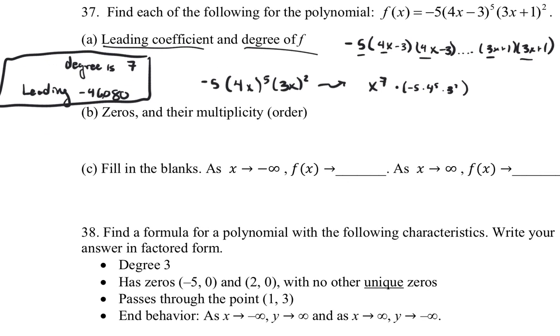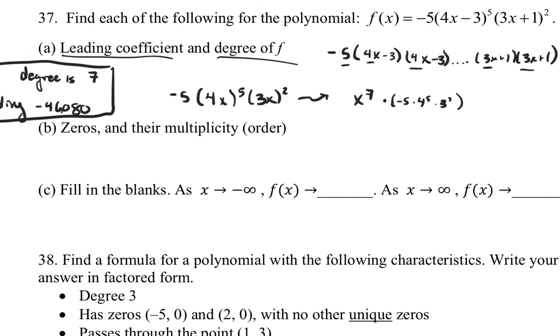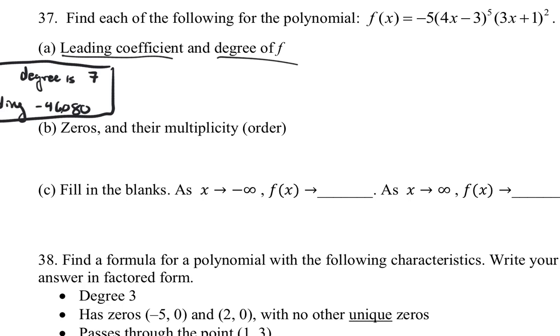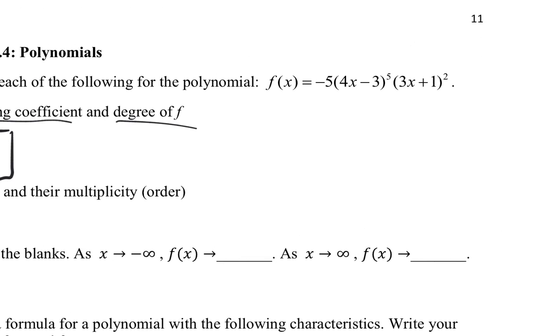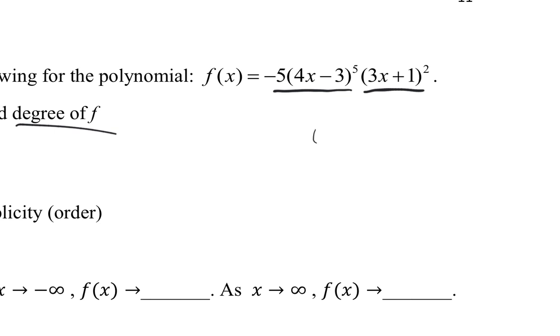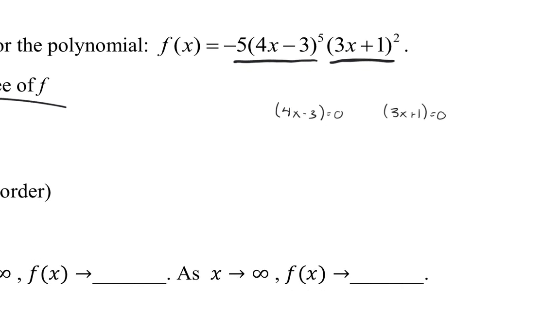Now we want to determine the zeros and their multiplicity. So looking back at our function real quick, we know that we have these two terms. Those terms are the ones that could potentially give us zeros. So if we were to look at it, say, okay, well, what if 4x minus 3 is equal to 0? And what if 3x plus 1 is equal to 0? Now here on this first one, this would give us 4x is equal to 3, or an x value of 3/4. The other one, we'd have 3x equals negative 1, or x equals negative 1/3.